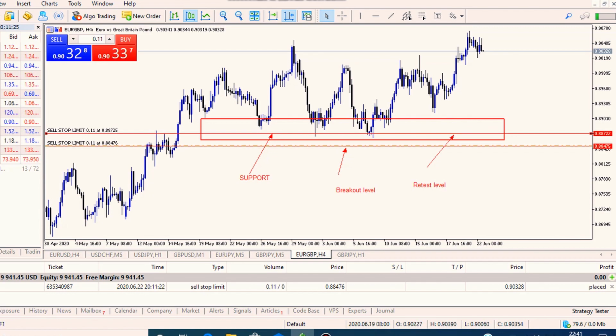In this order, when the price breaks out of the support zone and triggers this price, a sell limit will be automatically entered at the retest of the level which you chose. And the trade will only get executed after the price reaches the level, that is the retest level. So this is what a stop limit order is. The buy stop limit is just the opposite of the sell stop limit. And you have to go through the same steps that I told you in this video.